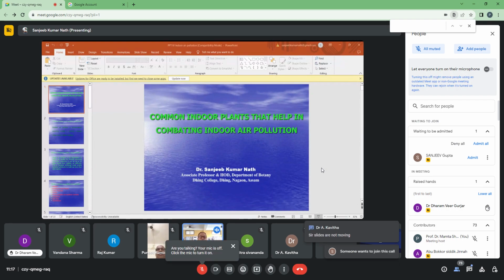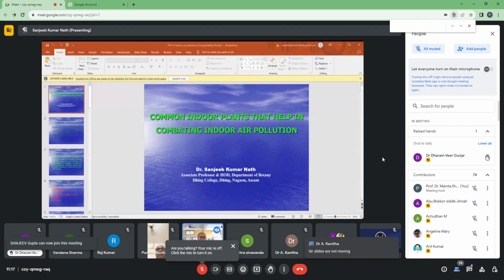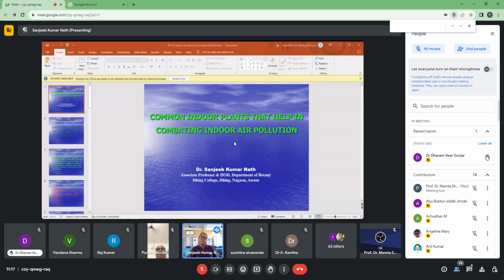Basically, we'll now discuss the effects on human health. Health effects associated with indoor air pollutants include irritation of the eyes, nose and throat, headaches, dizziness and fatigue, respiratory diseases, heart diseases and even cancer. So these are some of the harmful effects of indoor air pollution.